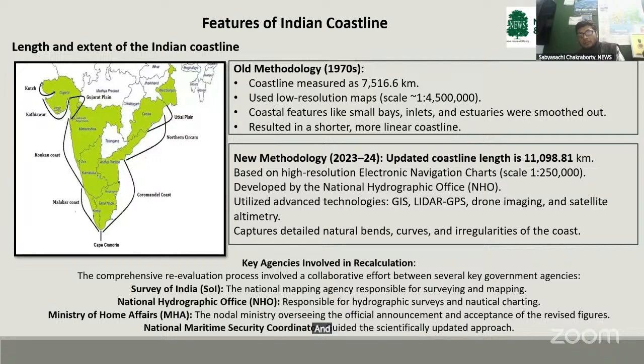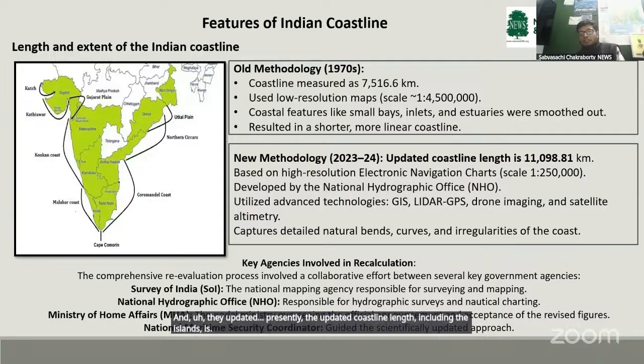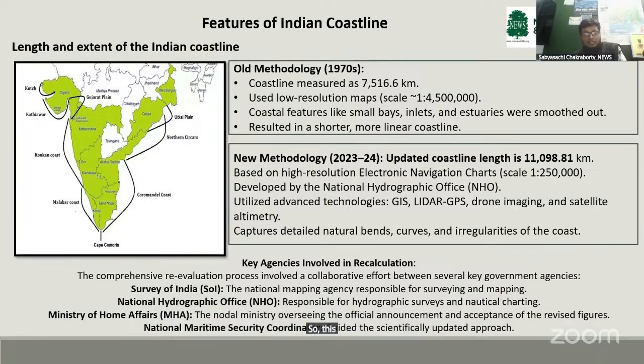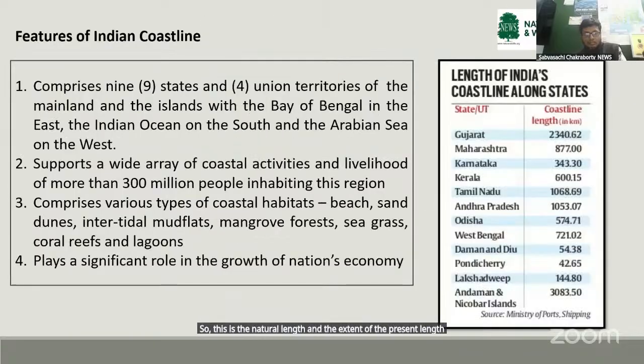And presently the updated coastline length, including the islands, is 11,098.81 kilometers. So there has been an increase of more than 3,500 kilometers. This is the natural length and extent of the present Indian coastline.